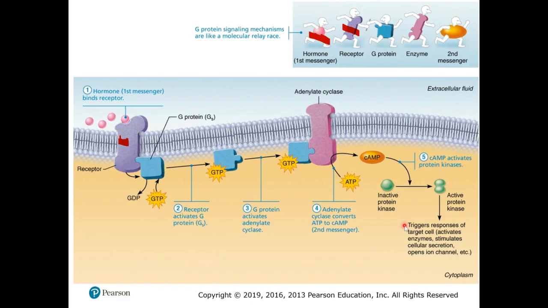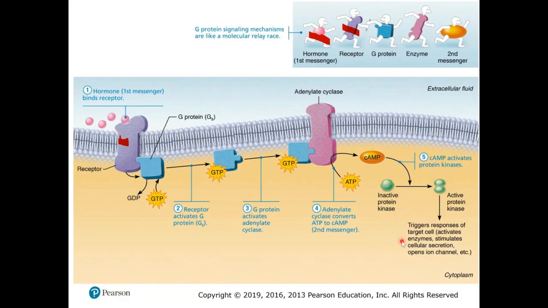It activates enzymes, stimulates cellular secretion, opens ion channels, and look, it says even right there, etc. It doesn't do all of these things. It does whatever, one of them, whatever it's supposed to do inside this cell. It's going to turn something on. Let's say it's turning on the process of stimulating a cellular secretion. That's going to turn the cell into a factory that is going to produce whatever product is being secreted.